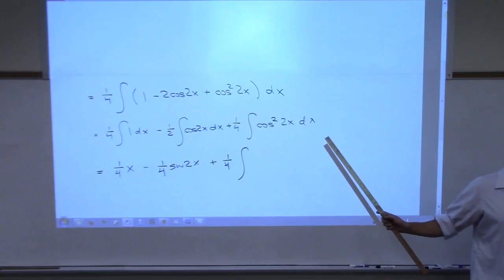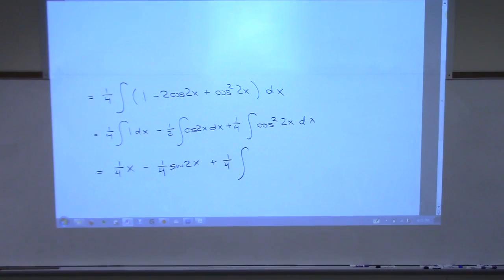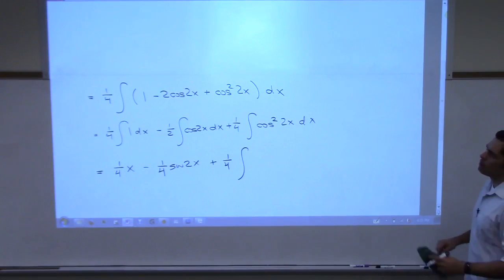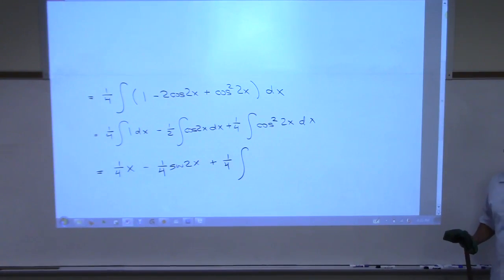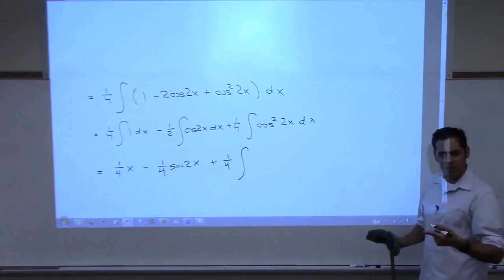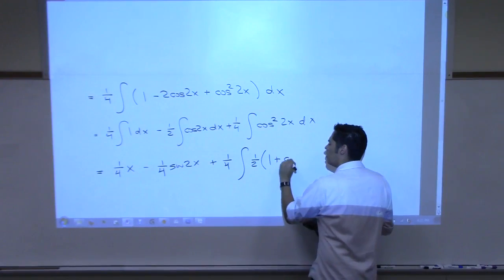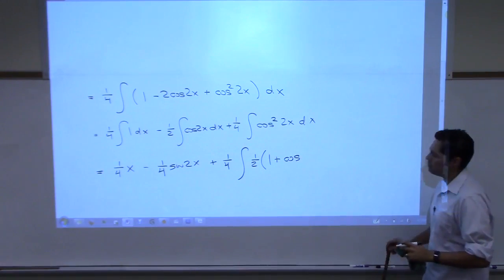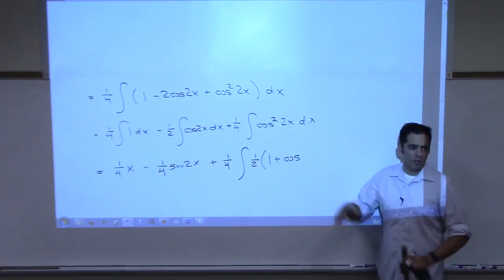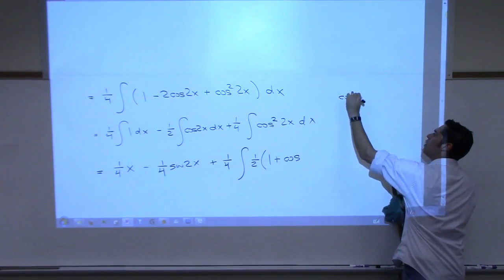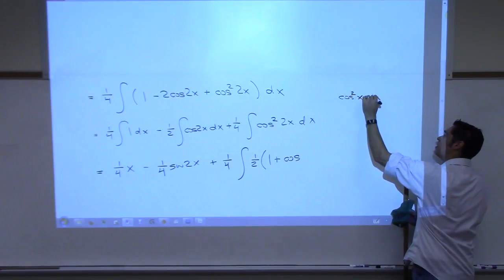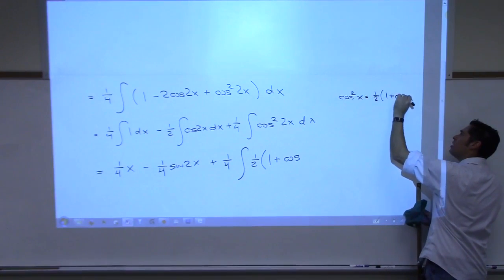Cosine squared 2x. What can we do? What can we turn cosine squared 2x into? That one, right? The 1 plus cosine 2x over 2, but I said I was going to write it a little different. I'm going to write it 1/2 parentheses 1 plus cosine. Now, hold on. Alexa, pay attention for a second on this. The original formula says this. Cosine squared x equals 1/2 1 plus cosine 2x.